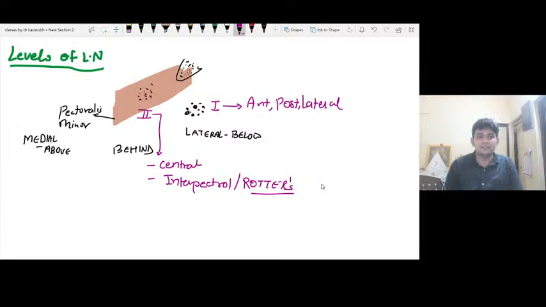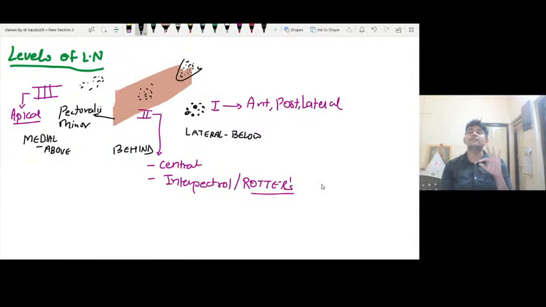Whereas level 3 will be above and medial to the insertion of pectoralis minor muscle, and these will include the apical group of lymph nodes. The apical group of lymph nodes. So this is what basic we need to understand.